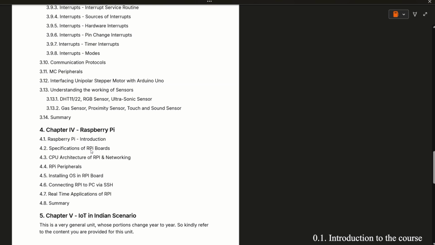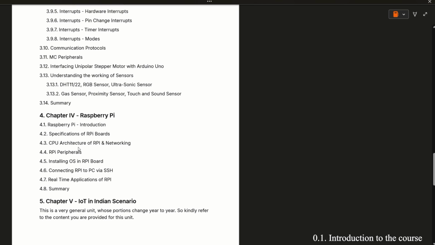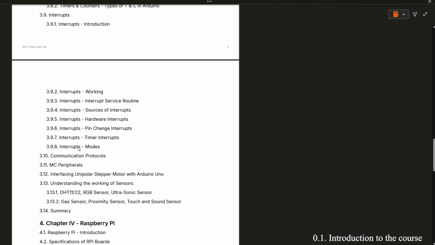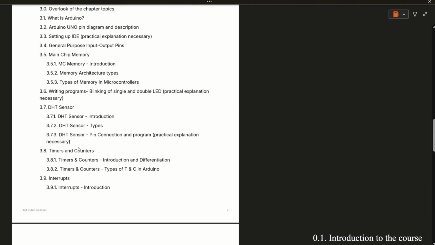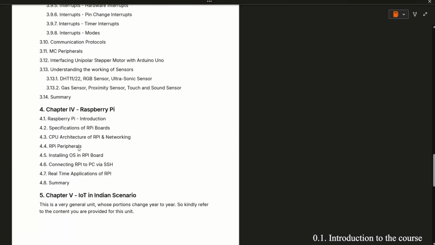Now this is a very general unit. The portions for this chapter alone change from year to year, so I suggest you refer to the content you are provided for this particular unit. We are not going to give a playlist for chapter 5, but we are going to provide playlists for all the other chapters, and by the end of these playlists, you are going to be somewhat comfortable with the IoT world.